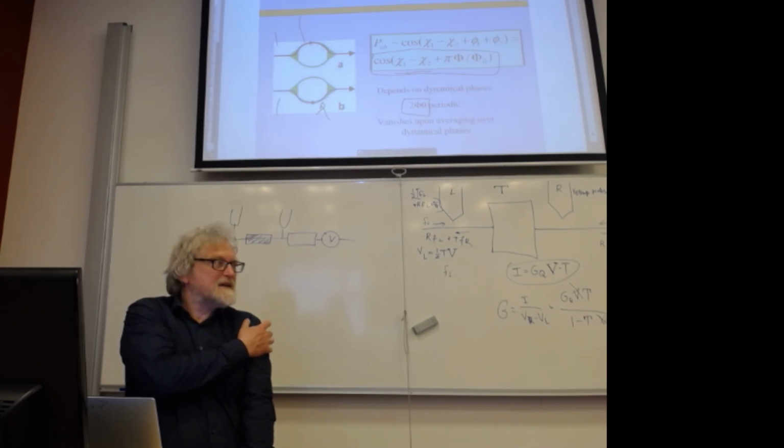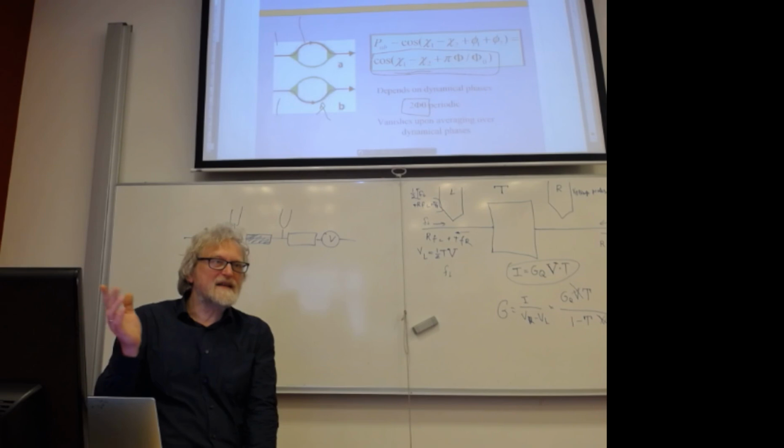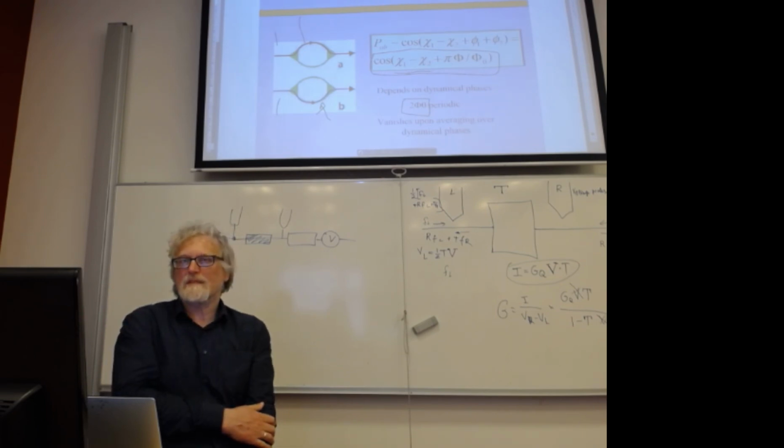Let us average this effect over all possible dynamical phases. What will happen? It will vanish. If you average the cosine of the phase, that will get to 0.